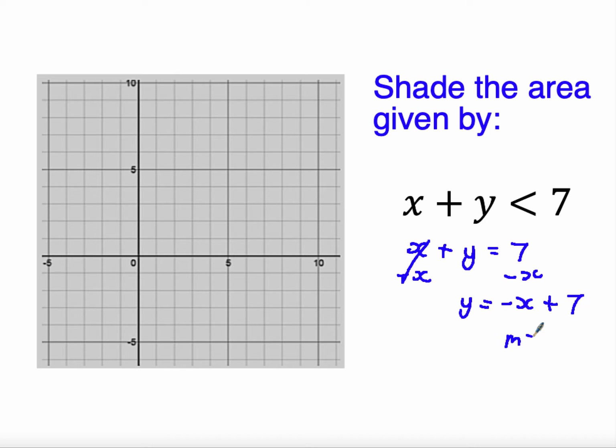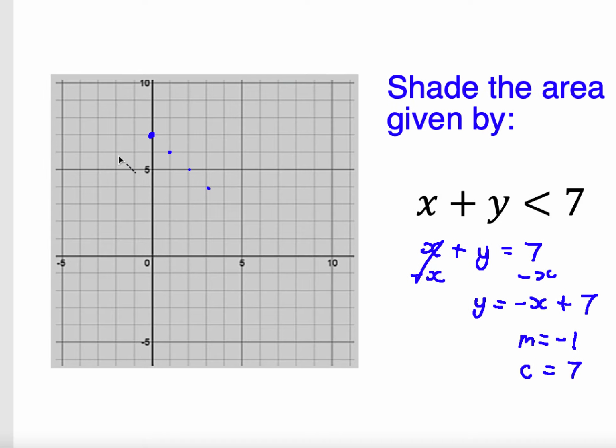And now you can look at it and go, well, the gradient is the coefficient of x, which is negative 1, and the y-intercept is 7. So y-intercept 7, for every one it goes to the right, it goes down 1. So therefore, the line's going to come piling through there like that with the dotted line.